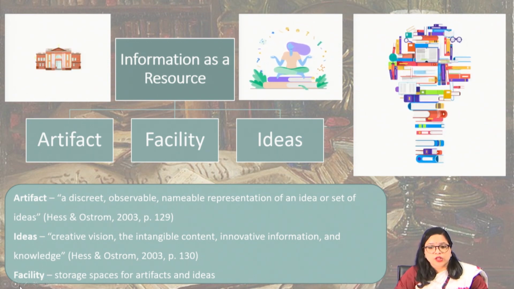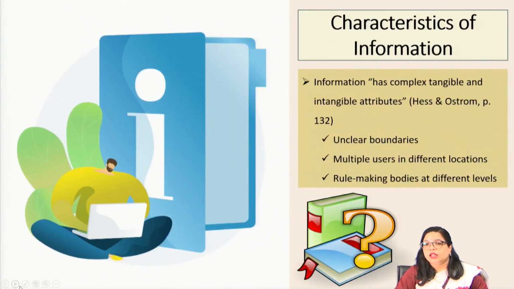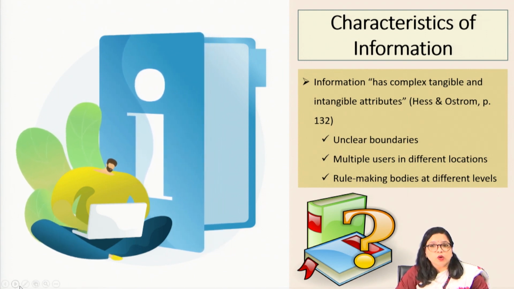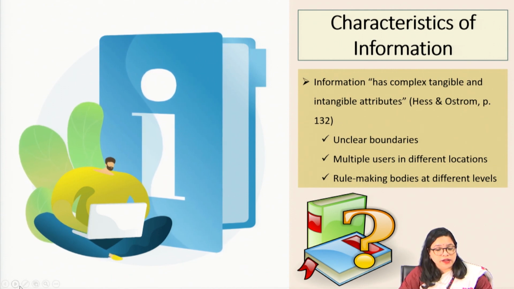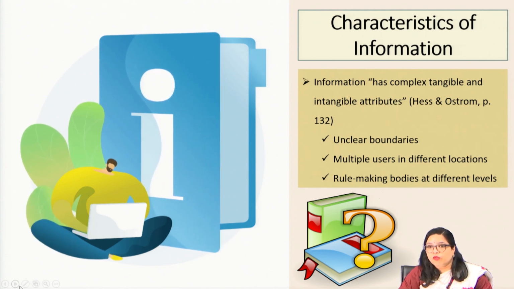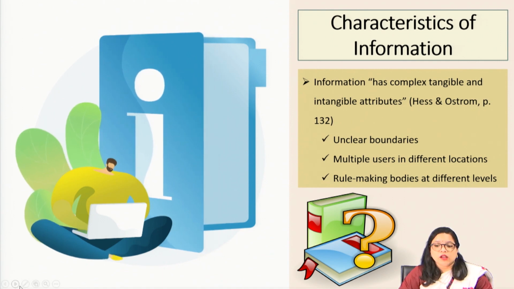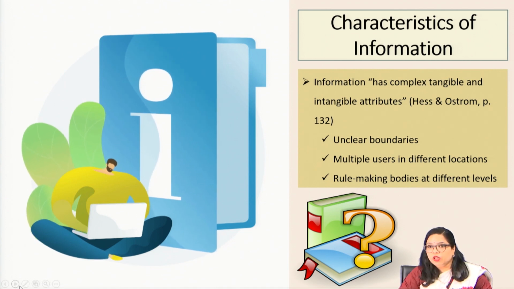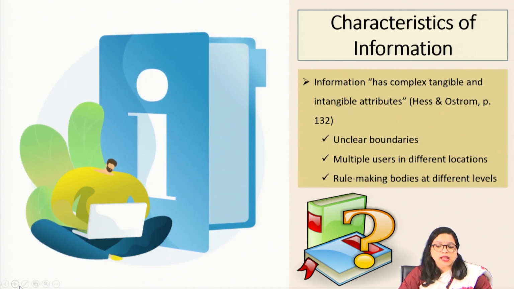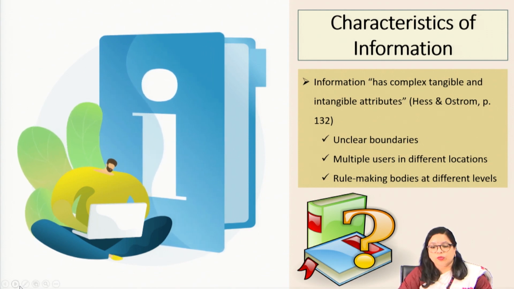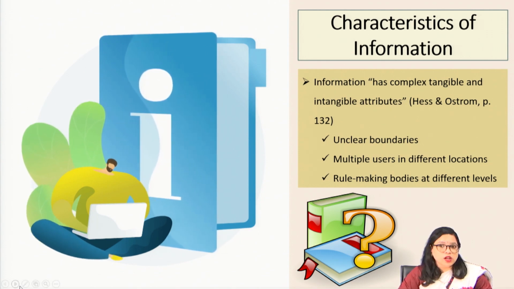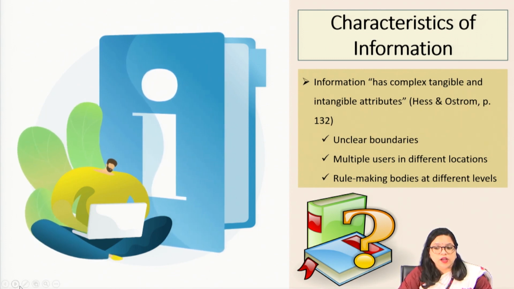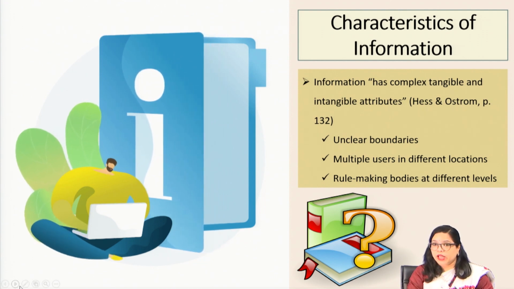Keeping the 3 dimensions in mind, the authors argue that information as a resource not only has cultural importance, but also economic, political and intellectual functions. Moreover, as a flow resource, it must be shared among individuals to remain relevant. Additionally, according to Hess and Ostrom, information has complex tangible and intangible attributes, fuzzy boundaries, a diverse community of users on local, regional, national and international levels, and multiple layers of rule making institutions.